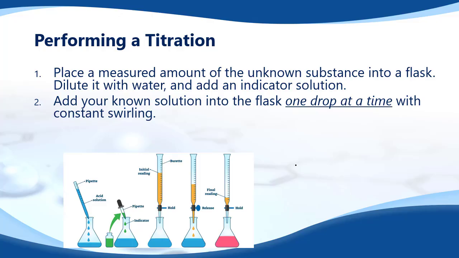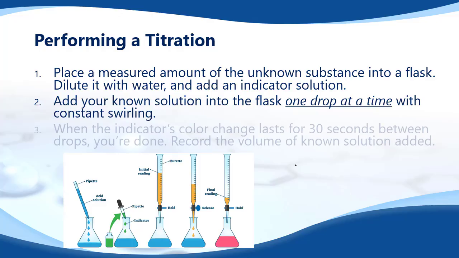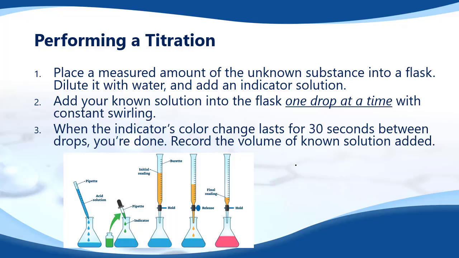Then you very slowly add your other substance in, 1 drop at a time while swirling. So add a drop, swirl it, add a drop, swirl it, add a drop, swirl it. And you keep doing that until the indicator changes color and remains that color for at least 30 seconds. So you'll know in your titration that it's going to be done because your solution will turn a very pale pink color, and when you swirl it, that pink color is going to stay there for at least half a minute before you add your next drop.